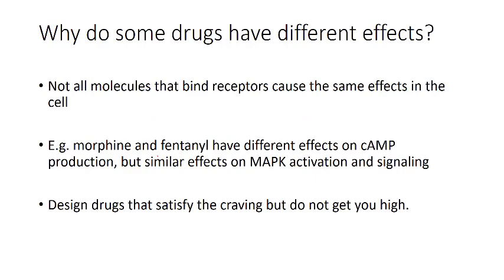Opioid signaling is so complicated that different drugs lead to different responses in the cell. Just because a molecule binds doesn't mean the effect will be uniform. For example, morphine and fentanyl have different effects on cyclic AMP production, but similar effects on MAPK activation and signaling. Therefore, one of the potential ways to treat addiction is to develop drugs that satisfy the craving but don't get you high, although it's a lot more complicated than it sounds.